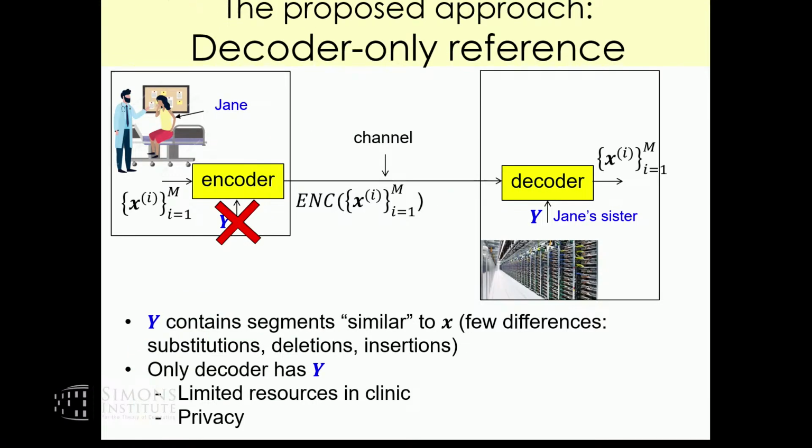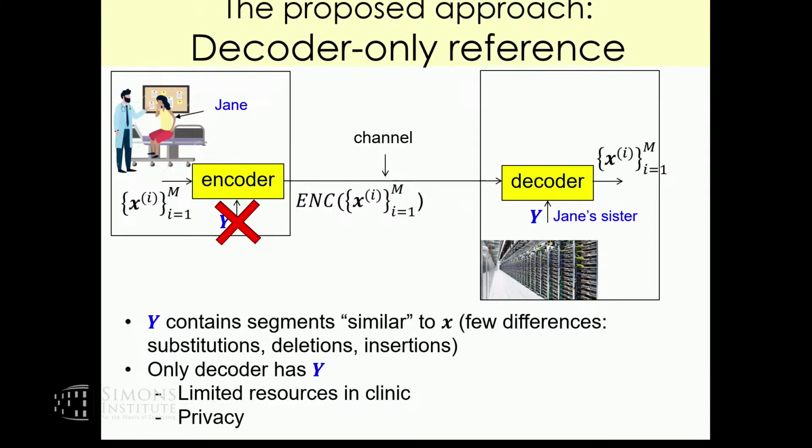Okay, so how would we do it? Basically, we take a reference. The reference will help us using this high redundancy, such that we only need to convey the differences. And what we do for complexity, we remove the reference. We don't put it in the encoder. We just do a decoder-only reference, decoder-only side information.